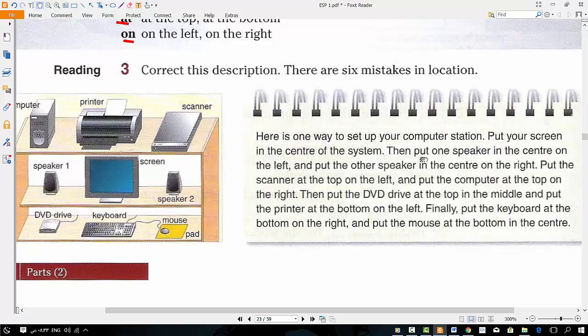Then put one speaker in the center on the left. This one. And put the other speaker in the center on the right, like this.